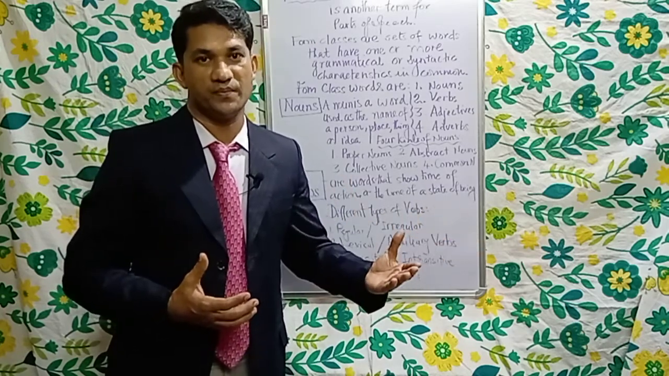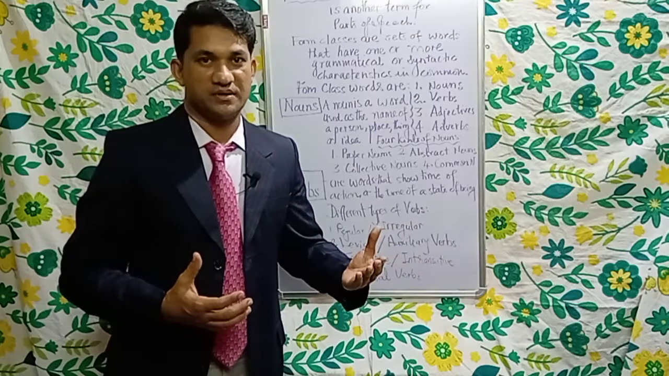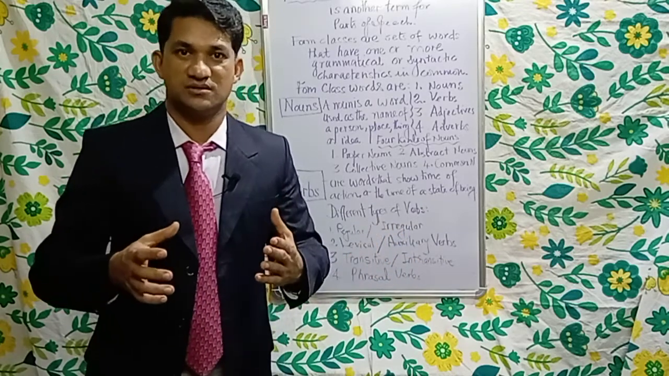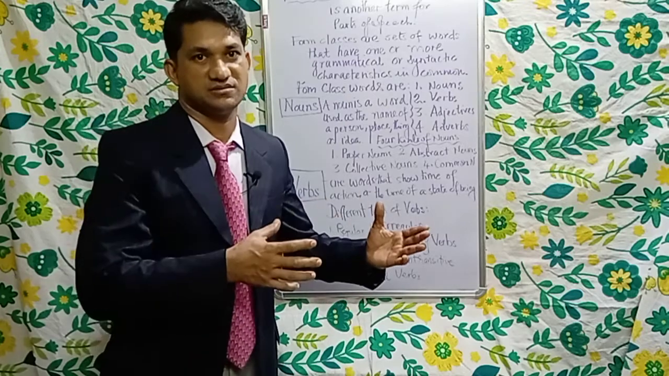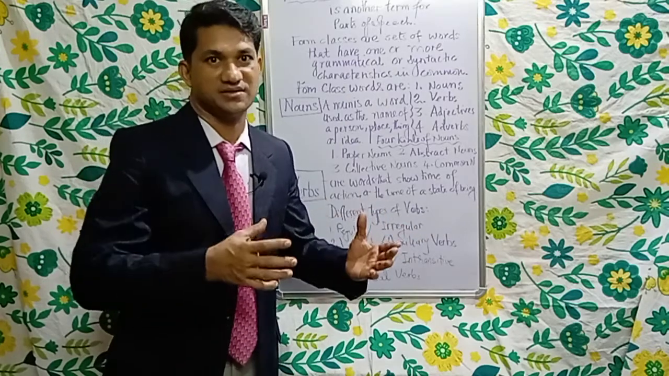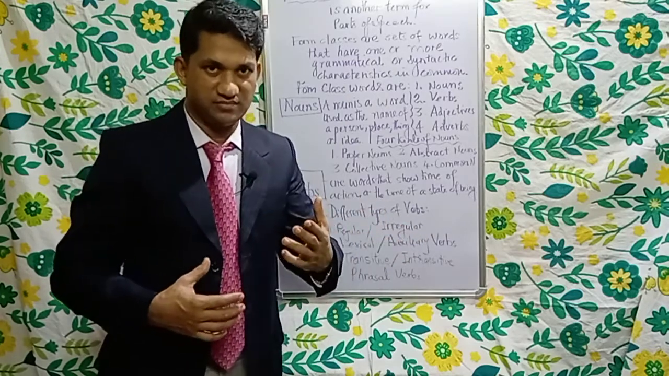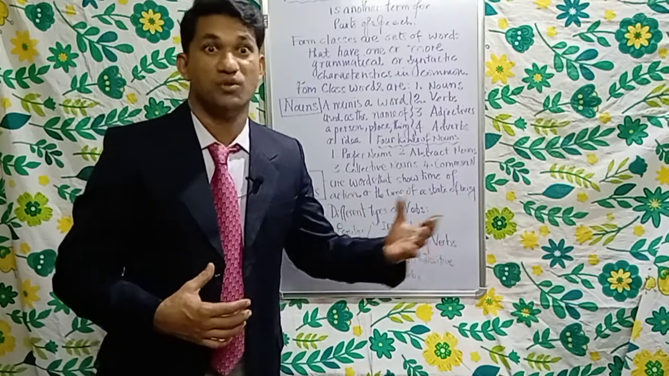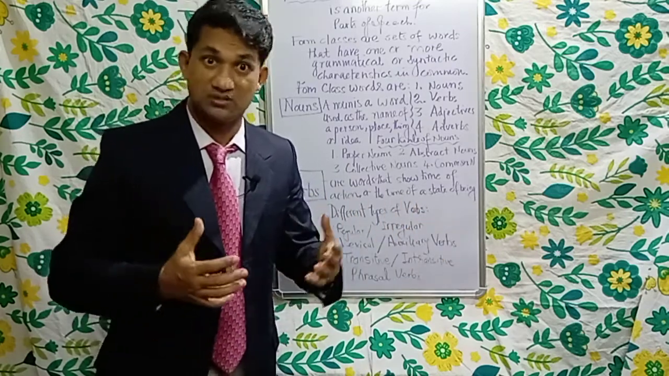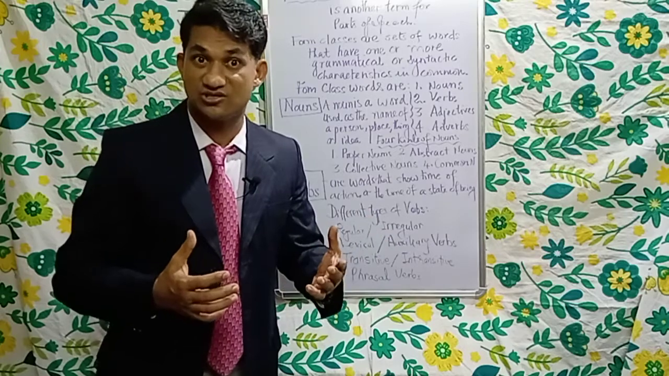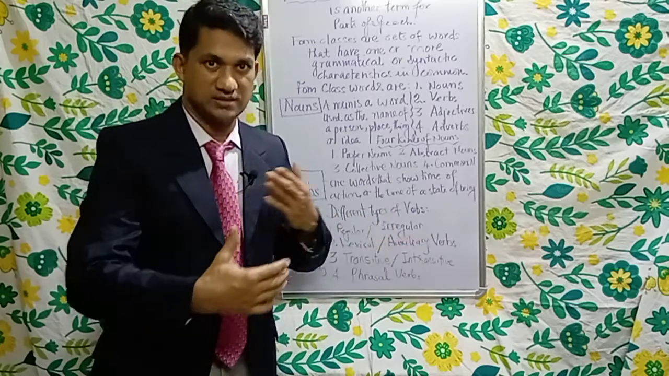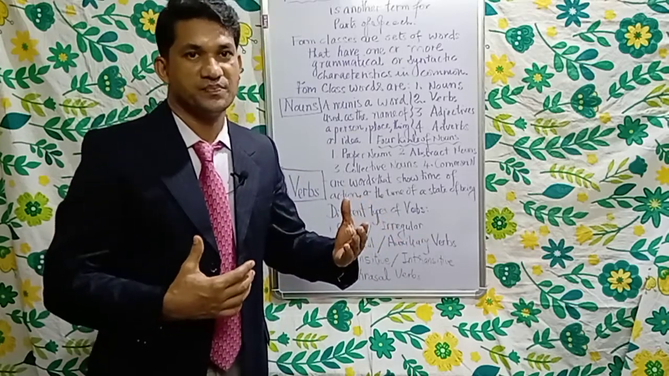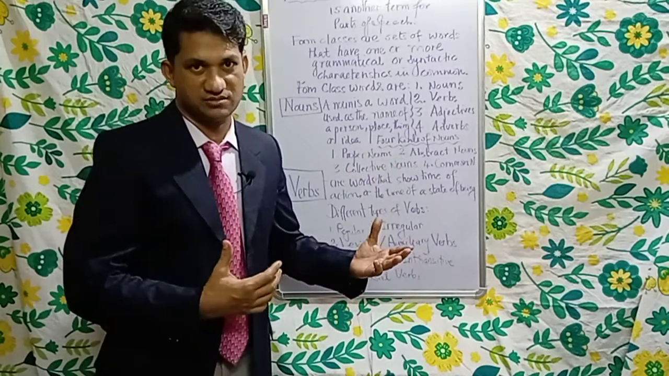He kicked the ball. Similarly, the cat caught the rat. So the verb, like he kicked the ball: he kicked what? The ball. The cat caught the rat: what did the cat catch? The rat. So transitive verbs are verbs which take objects.